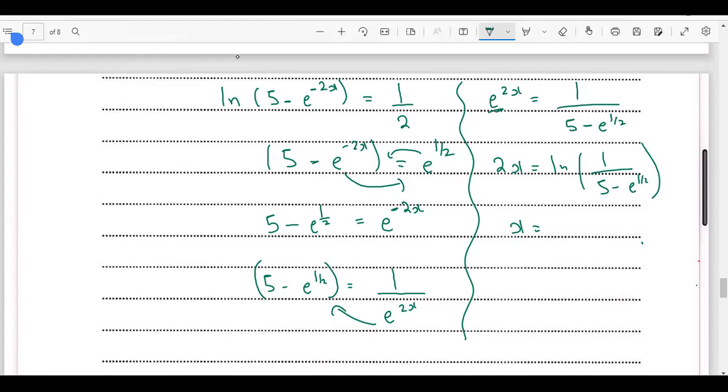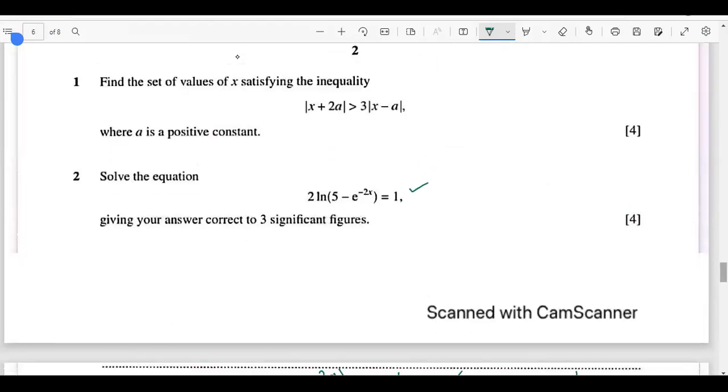You can just simplify this. Natural log of 1 divided by 5 minus e to the power 1 by 2. And that would give you negative 1.209 divided by 2. So this would give you negative 0.6046. And the question said you need to give the answer in three significant figures.